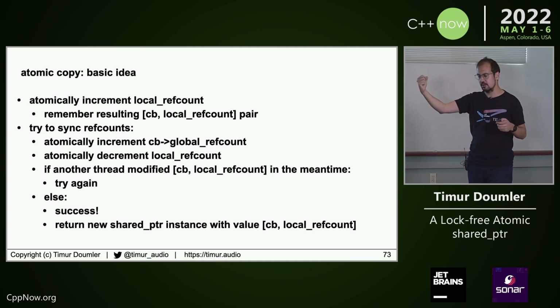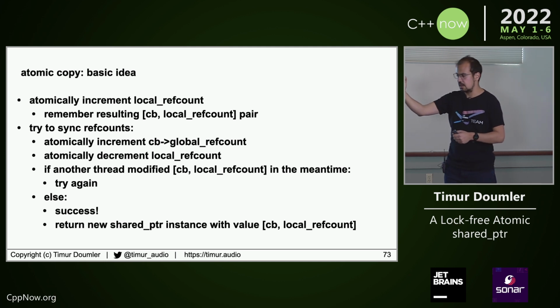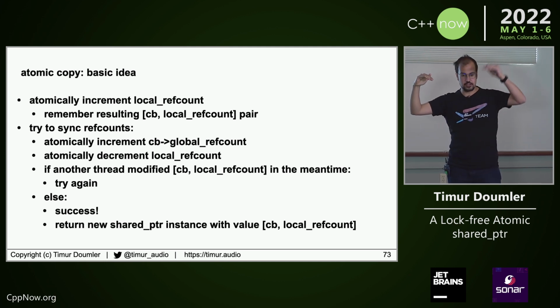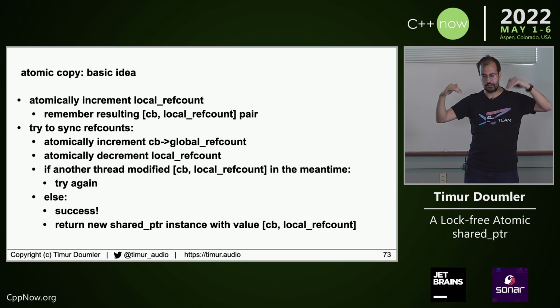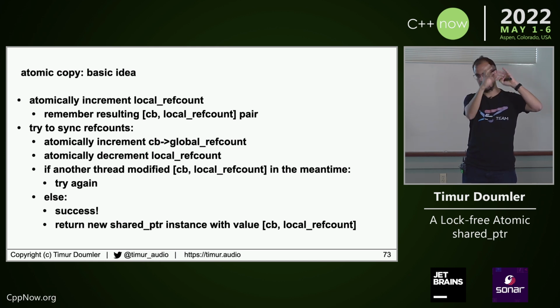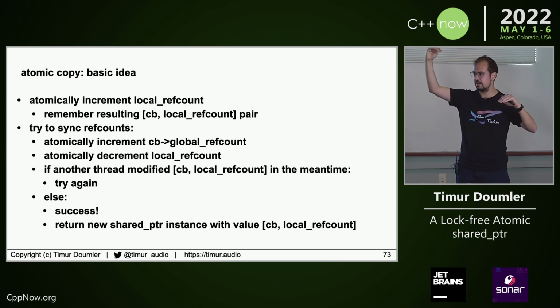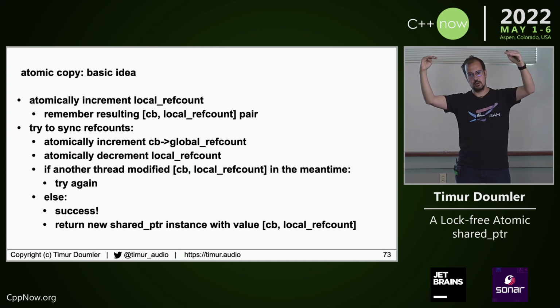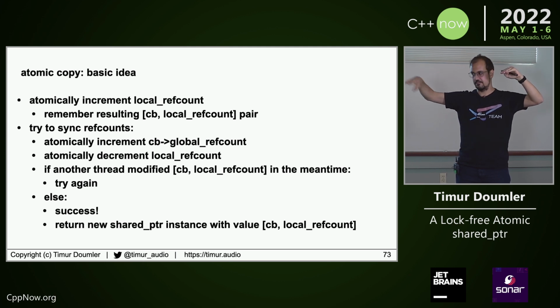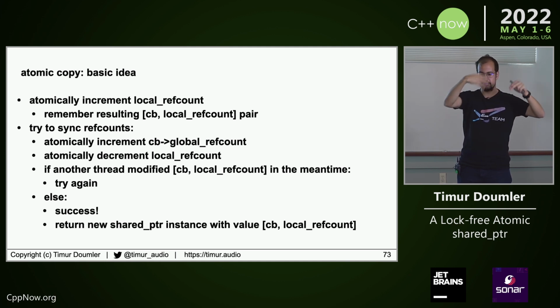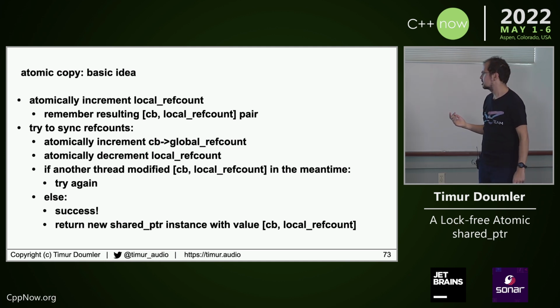You first increment the local ref count. So you actually want to increment the global ref count, but you can't do this immediately because that's not going to be atomic. So you first increment the local ref count, then you increment the global ref count and decrement the local ref count. And if that fails because the object has been changed by another thread, then you try again. So you do this in a CAS loop, right?